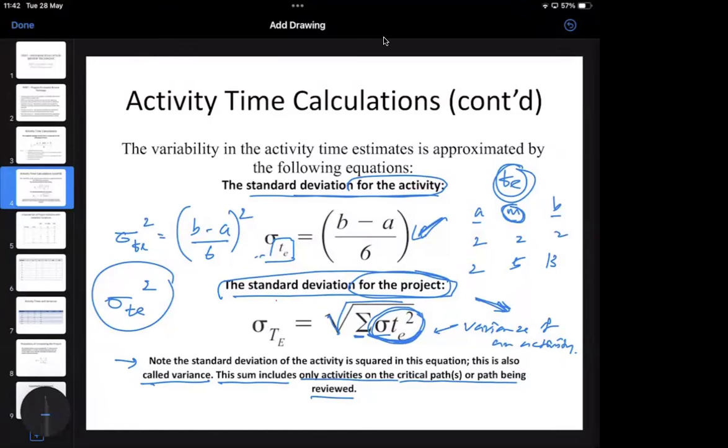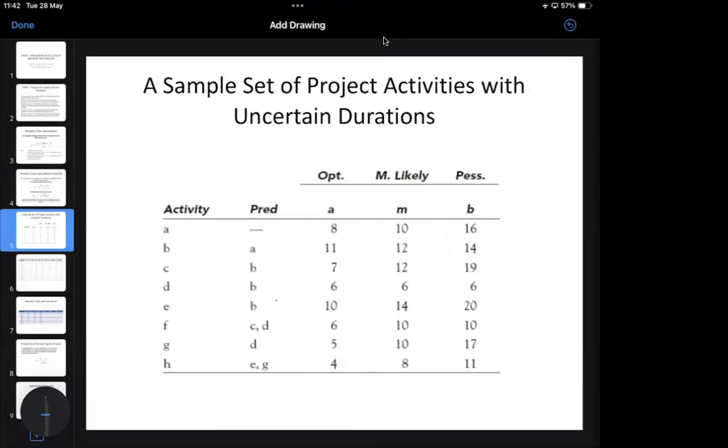Is it clear? Yes or no? Yes. Right. Try to find out the expected time or the weighted average time, the standard deviation of an activity and the variance of each and every activity. Try to work these out. Take 5 minutes and calculate the weighted average time, the standard deviation and the variance for every activity.